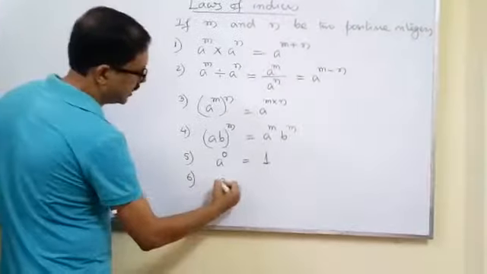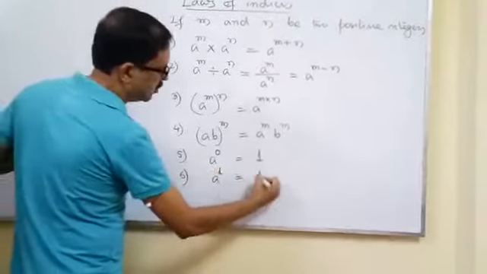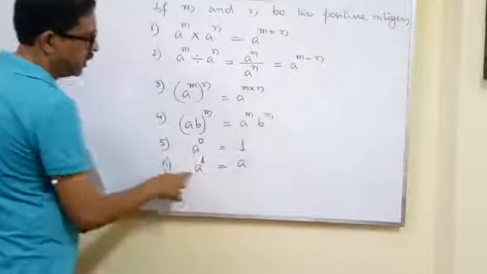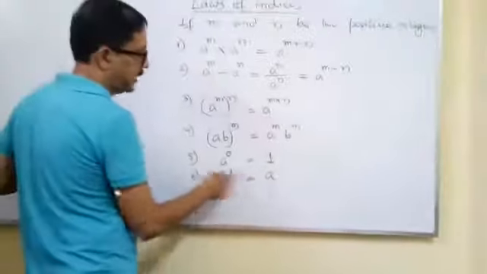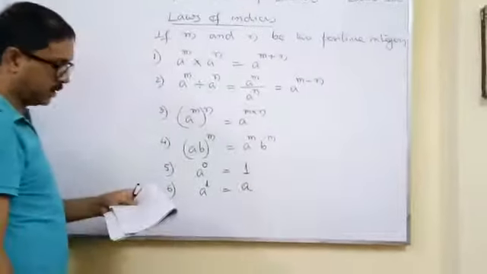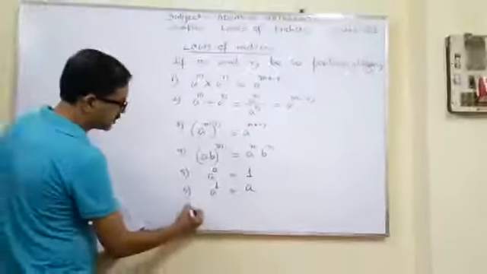Then the sixth law: a to the power 1 equal to a. Anything to the power 1 is equal to a. Or if it is a, then the power should always be equal to 1. And the last is what?